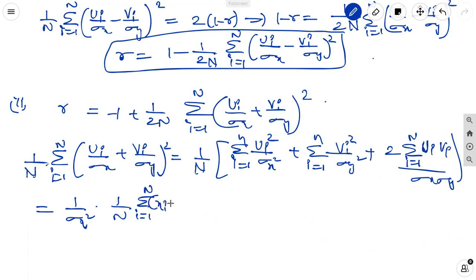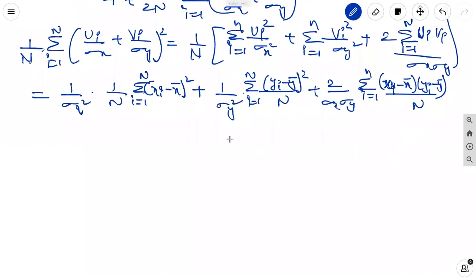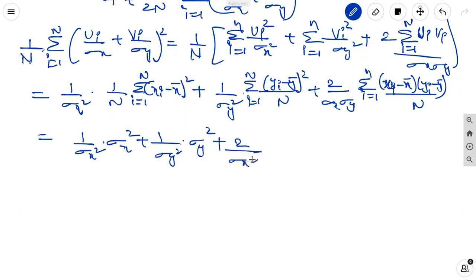And we can write 1 by sigma x square into 1 by n summation i equal to 1 to n (xi minus x bar) square, plus 1 by sigma y square into summation i equal to 1 to n (yi minus y bar) square by N, plus 2 by sigma x sigma y summation i equal to 1 to n (xi minus x bar) into (yi minus y bar) by N. And we know from the standard deviations or variances, 1 by sigma x square into sigma x square plus 1 by sigma y square into sigma y square plus 2 by sigma x sigma y into the correlation coefficient r sigma x sigma y. These are cancelled. Then 1 plus 1 plus 2r equals 2 plus 2r.